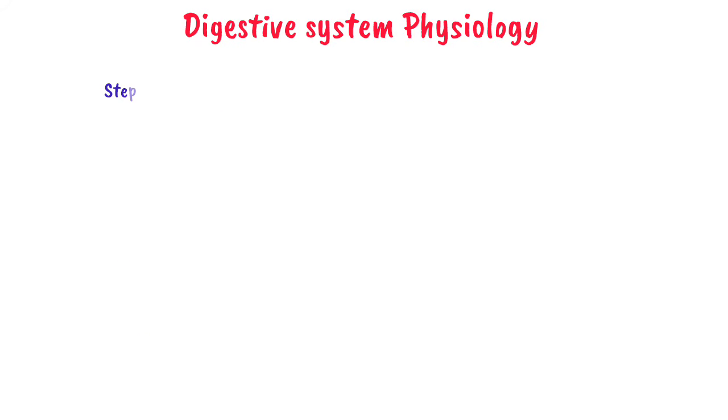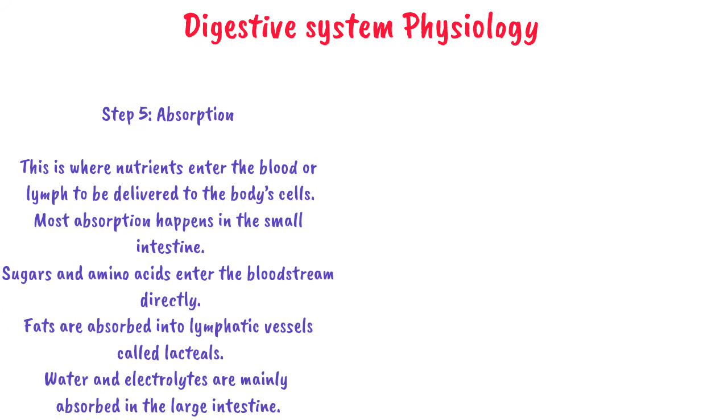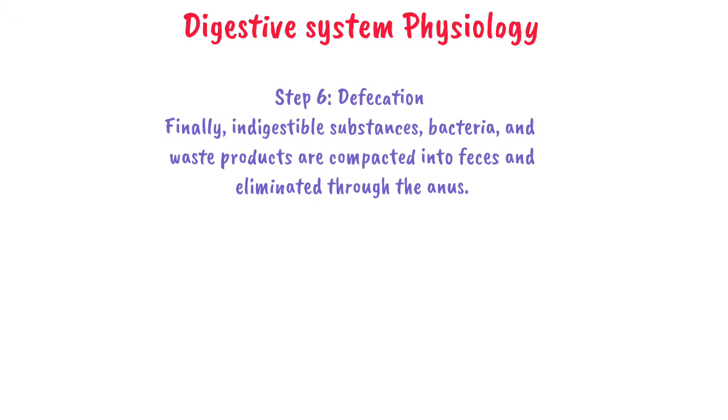Then step 5 is absorption. This is where nutrients enter the blood or the lymph to be delivered to the body's cells. Now, most absorption happens in the small intestine. Sugars and amino acids enter the bloodstream directly. Fats are absorbed by the lymphatic vessels called the lacteals, and then water and electrolytes are mainly absorbed in the large intestine. Then finally, we have step 6, which is defecation.